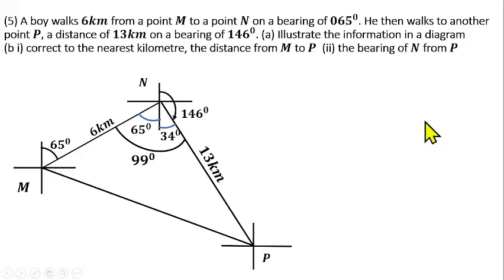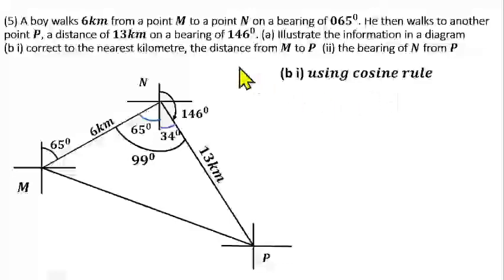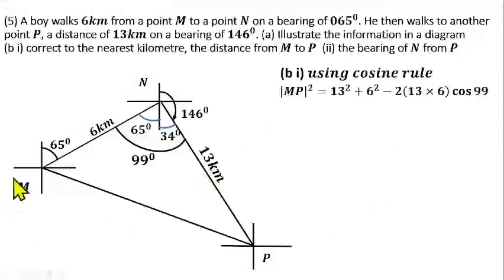Then you will know how to use the sine rule and cosine rule very well. So we are going to use the cosine rule to find the distance of this side here. So what do we have? We have that this side, MP squared, equals the square of this side plus the square of this side, minus 2 times the product of this side and this side, which is 13 times 6, cos the angle facing the side we are looking for, which is cos 99.